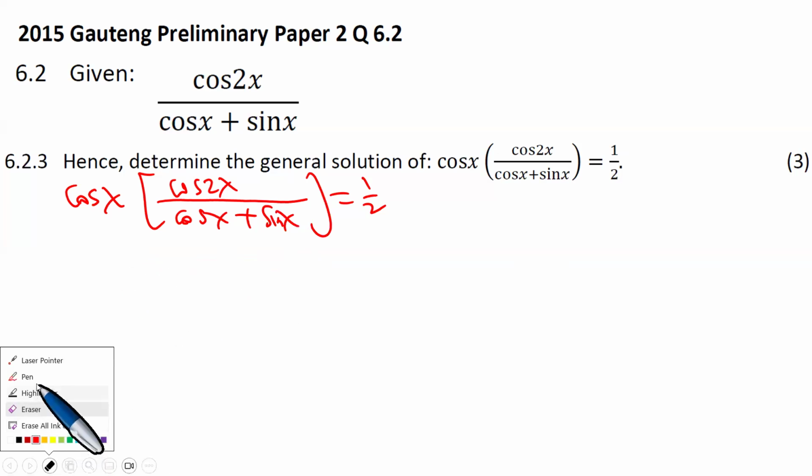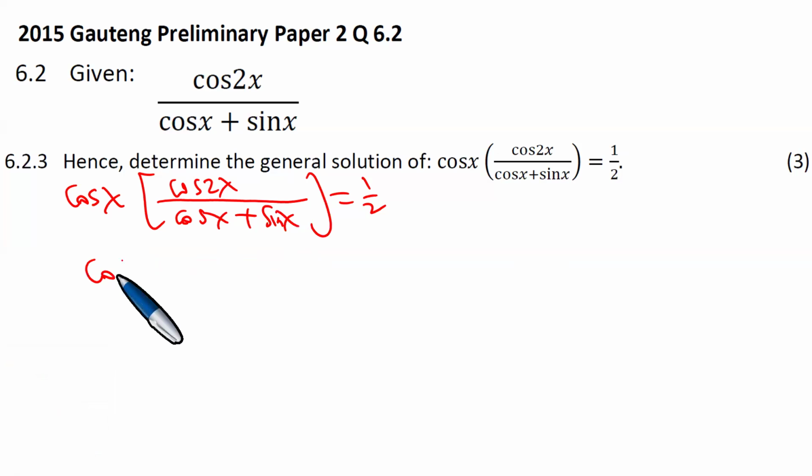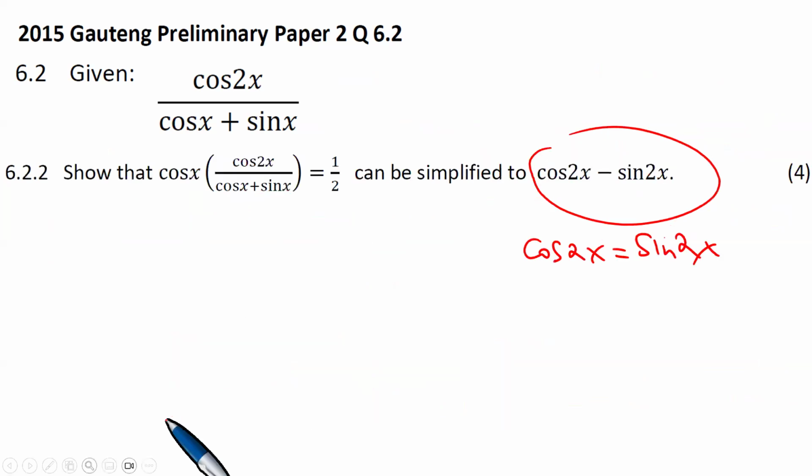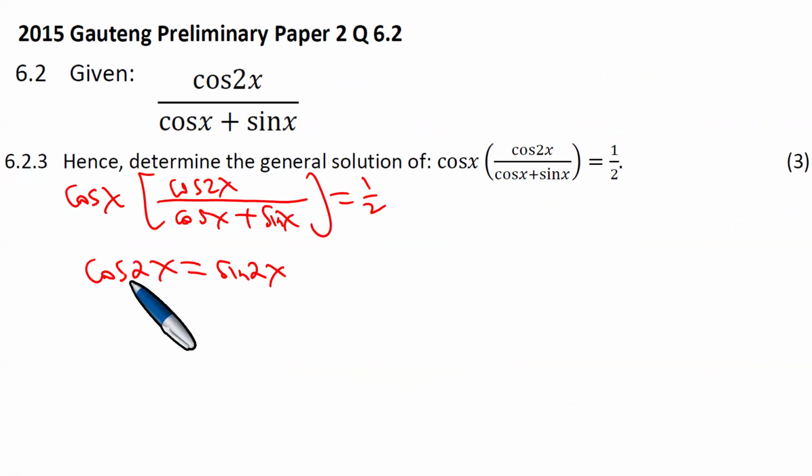Another student can do it differently. So it was cosine 2x equals sine 2x. So another student can do this question differently. We used here cosine, cosine, but you can make it sine, sine, and the answer is going to be obtained. So now a student is going to make it sine, sine, like what?